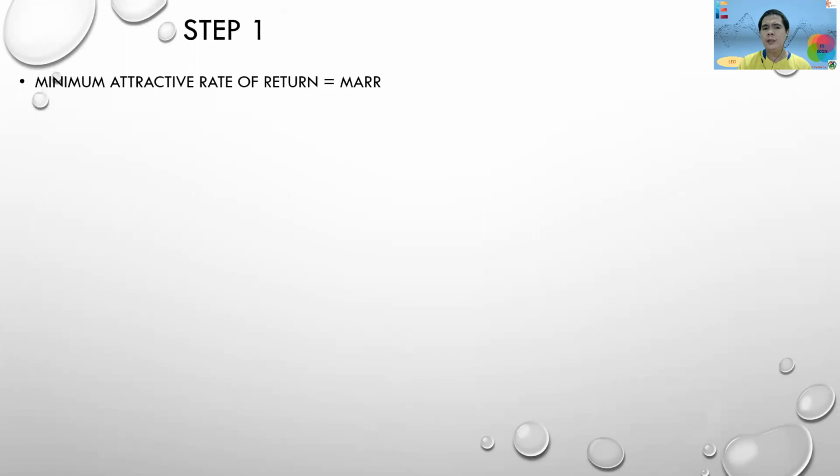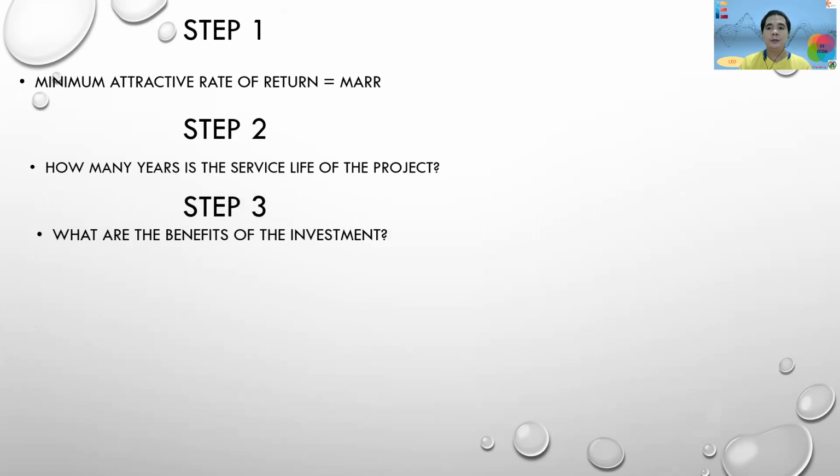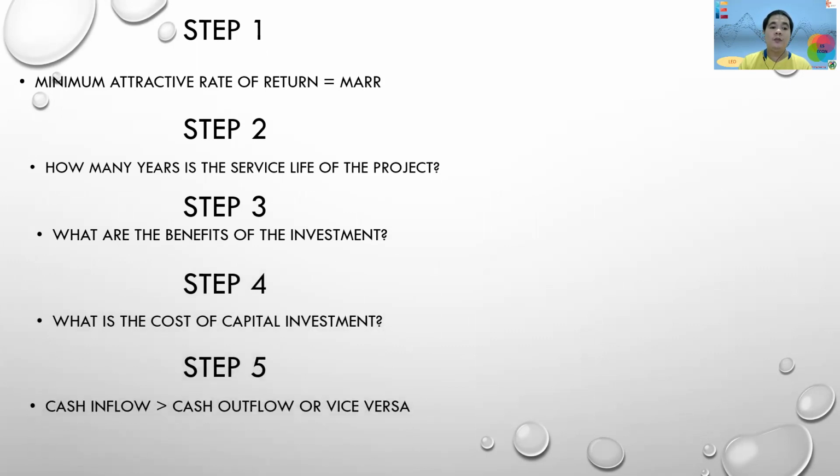So in other terms, what does that mean? Step one is find the MARR, or what the company wants for the MARR. It is referred to as the minimum attractive rate of return for any investment that is defined by the company. Number two, how many years is the service life of the project? Number three, what are the benefits of the investment? Number four, what are the costs of the capital investment? Number five, is cash inflow greater than cash outflow or vice versa? Number six, what is the net cash flow?